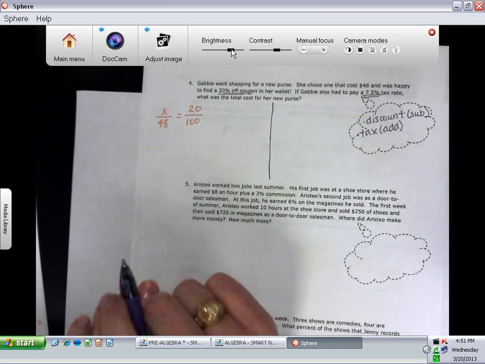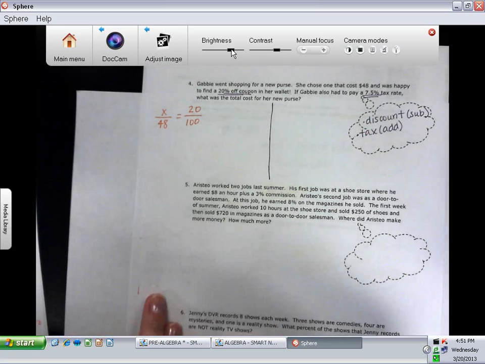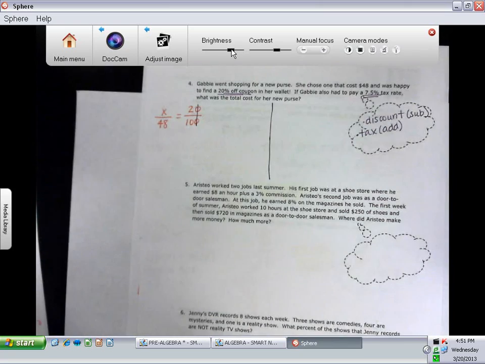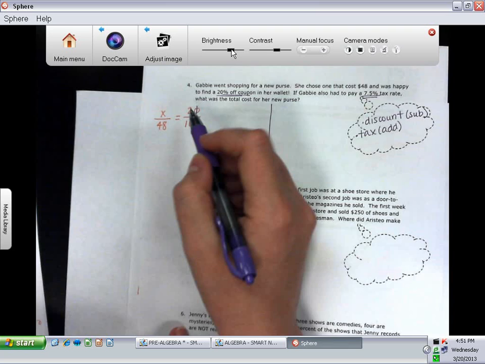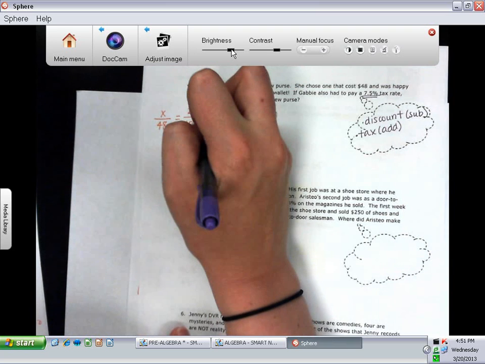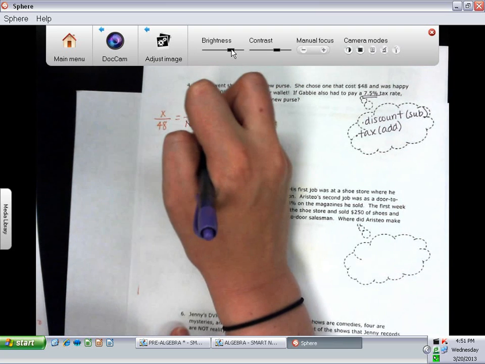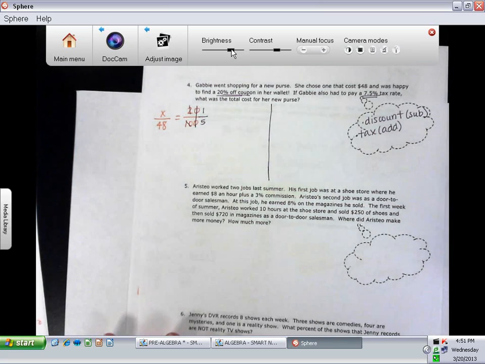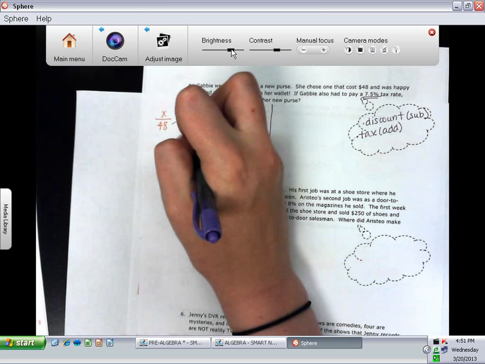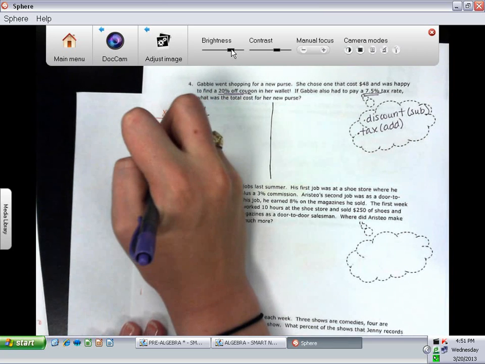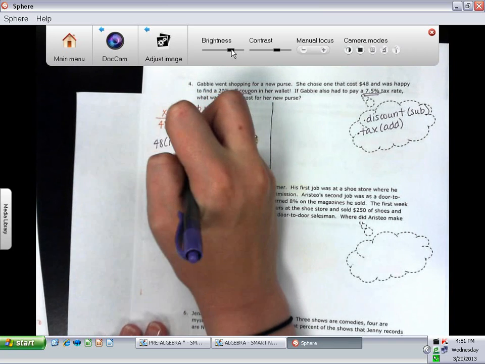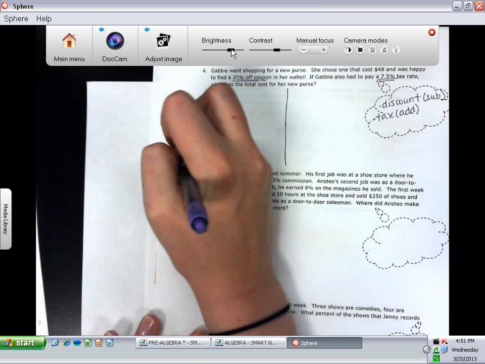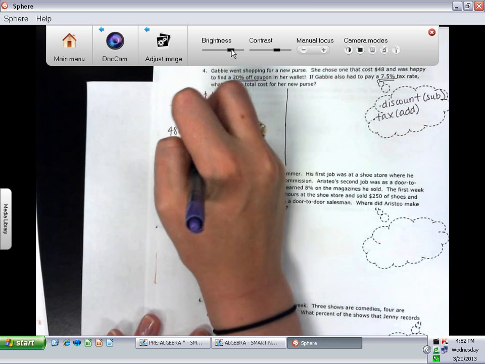So I need to cross multiply and divide, but before I do, I see 20 and 100. I can cross off the zeros. And then I still see that they're divisible by 2, so 2 becomes 1 and 10 becomes 5. So that made things a lot easier. Now I can cross multiply and divide. So it's 48 times 1 equal to 5 times x. Well, 48 times 1 is just 48. And 5 times x is 5x.